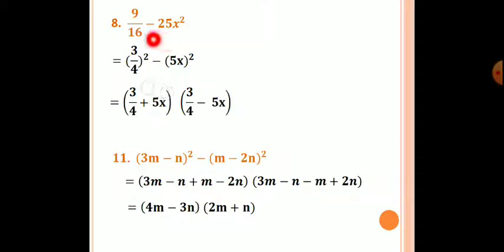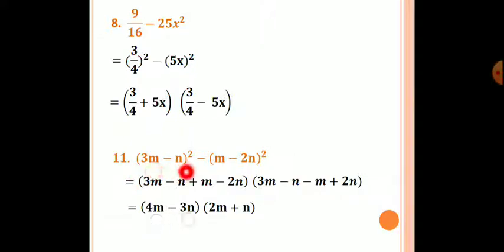Question number 8. 9 by 16 minus 25x square. So 9 and 16 both are squares of 3 and 4. So we can write it as (3 by 4) whole square minus (5x) whole square. So we can write it as (3 by 4 plus 5x)(3 by 4 minus 5x). Moving on to the next question, question number 11.